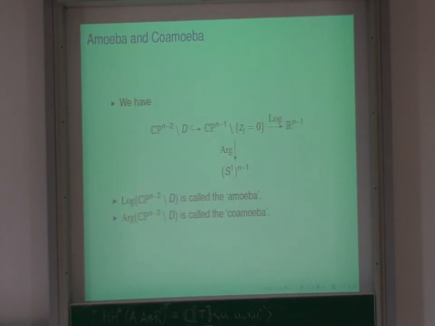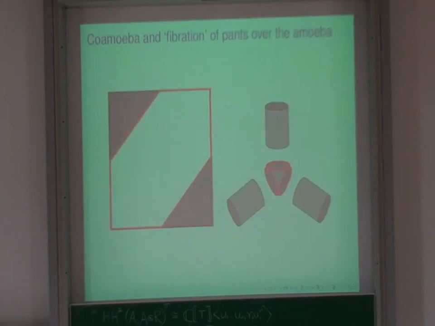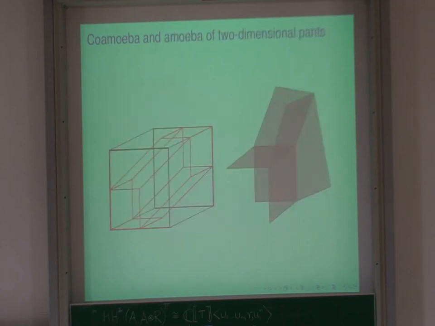So another perspective on this Lagrangian is to look at what happens when you project it to the argument variables, to the torus, under this map from CP^(n-1) with the divisors removed, which of course is (C star)^(n-1), projected to the argument map. It turns out the image of this pair of pants is a union of two triangles inside the torus, and the image of this Lagrangian is this hexagon that goes around the boundary. Similarly, in the two-dimensional case, the image of the pair of pants is the complement of this crystal shape inside the torus, and the image of this Lagrangian is the boundary of the crystal shape. In fact, those Morse flow lines project to the edges of the crystal.